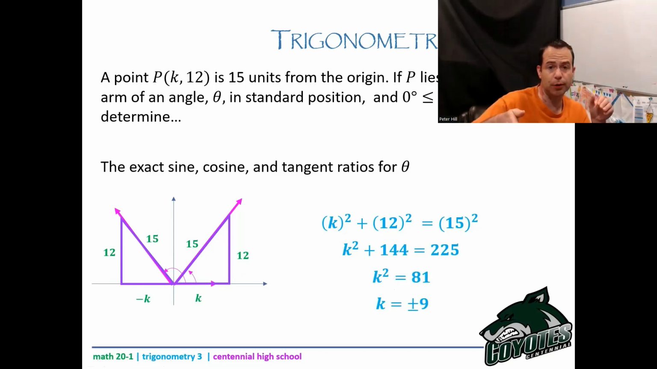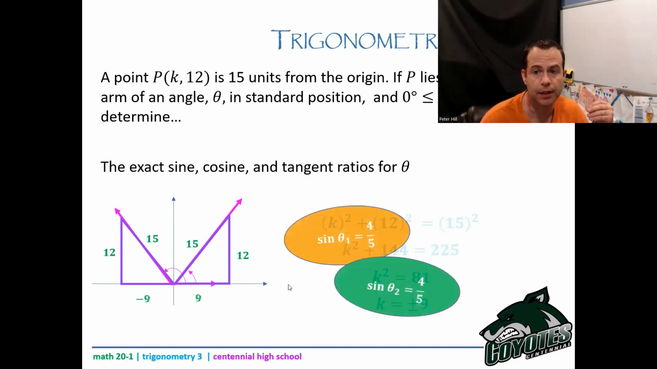So I'm just going to list the 3 for quadrant 1 and the 3 for quadrant 2. Okay, so in quadrant 1, sine of theta would be 12 over 15, cos of theta would be 9 over 15, and tan of theta would be 12 over 9, and you're going to want to reduce each one of those. In the second quadrant, sine of theta would be 12 over 15, cos of theta, though, would be negative 9 over 15, and tan of theta would be negative 12 over 9. Okay, so sine theta 1 is 4 over 5, sine theta 2 is 4 over 5.